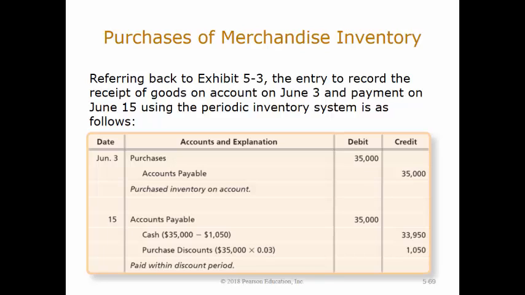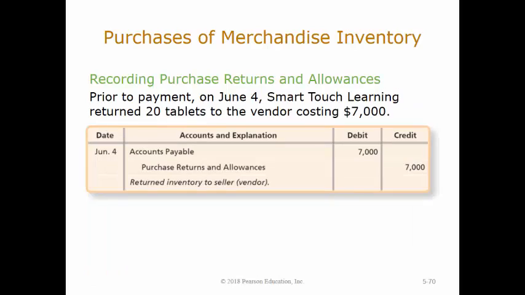The invoice has sales terms stated as 3/15, net 30 days. In a periodic system, Smart Touch Learning will still credit accounts payable. However, the debit will go to an account called Purchases. This account will be used to accumulate all the purchase information for the period. At the end of the period, the Purchases account will be closed via the income summary.